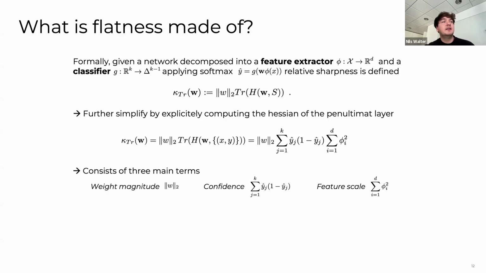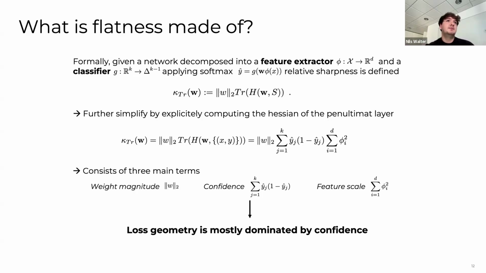And one thing to note is that this confidence is computed via softmax, meaning as we increase the logits in any of the classes, this term will rapidly go to zero. And this also means that the geometry is mostly dominated by confidence. I think for people that worked on information geometry and other stuff, this is not so surprising. I mean, it's just softmax and cross entropy. But here it also has very interesting implications for guaranteeing adversarial robustness on standard neural networks.